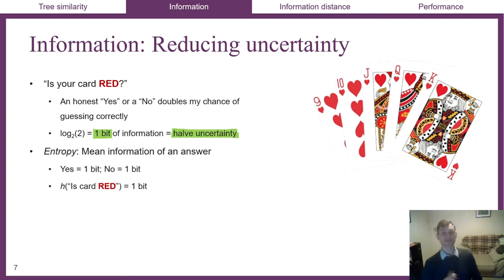The next concept I want to introduce is entropy. Entropy is the amount of information we expect to gain on average from an answer to a question. And here it's easy to calculate. Whether you answer yes or no, I get one bit of information. So the entropy of this question is 1 bit.